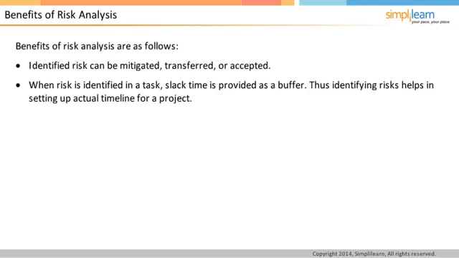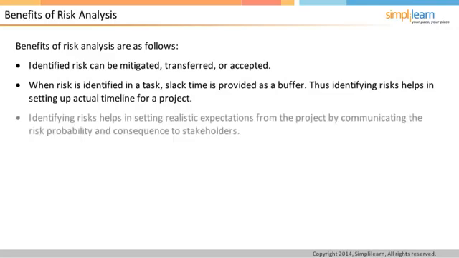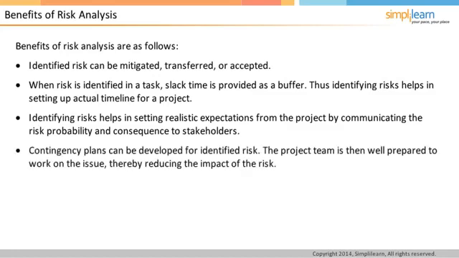Identifying risks helps in setting realistic expectations from the project by communicating the risk probability and consequence to stakeholders. Risk analysis also helps to identify and plan contingency activities if the risk becomes an issue. The project team is then well prepared to work on the issue, thereby reducing the impact of the risk. In the following screen, we will take a look at the risk assessment matrix.